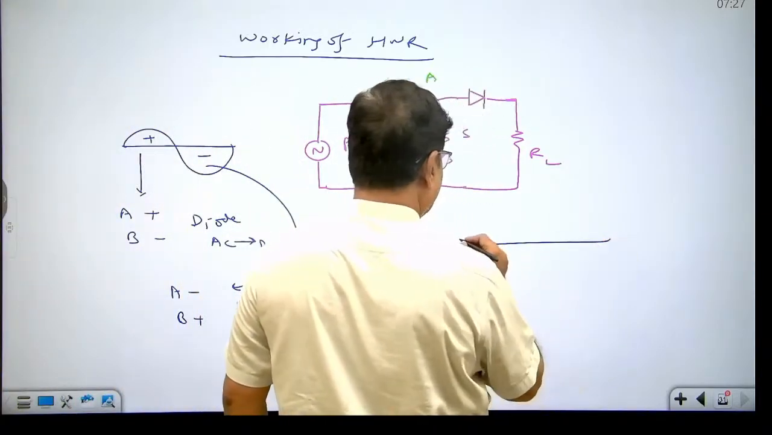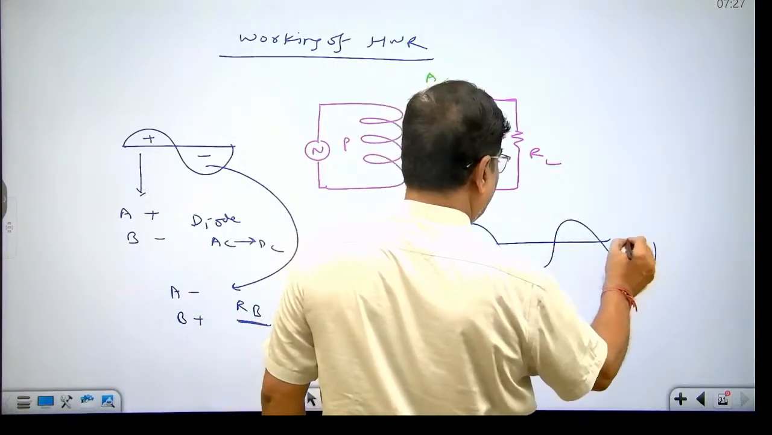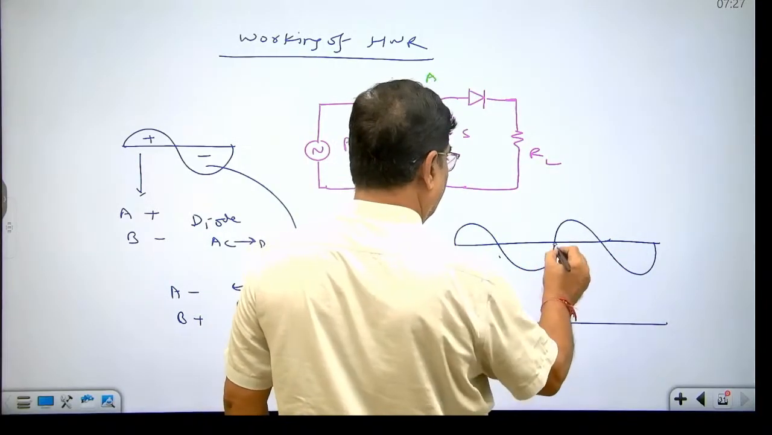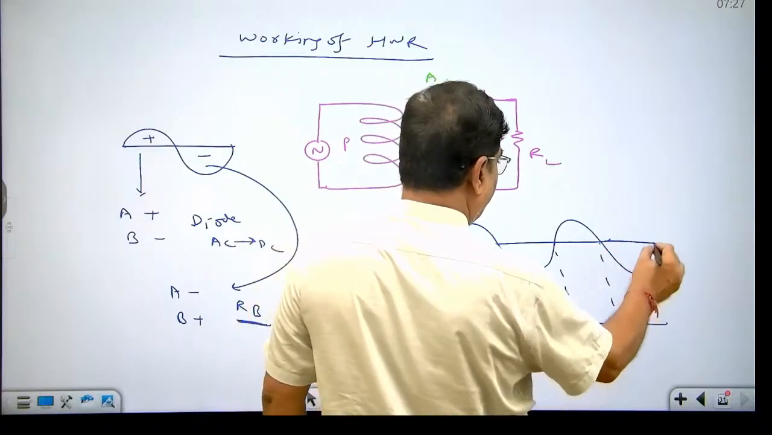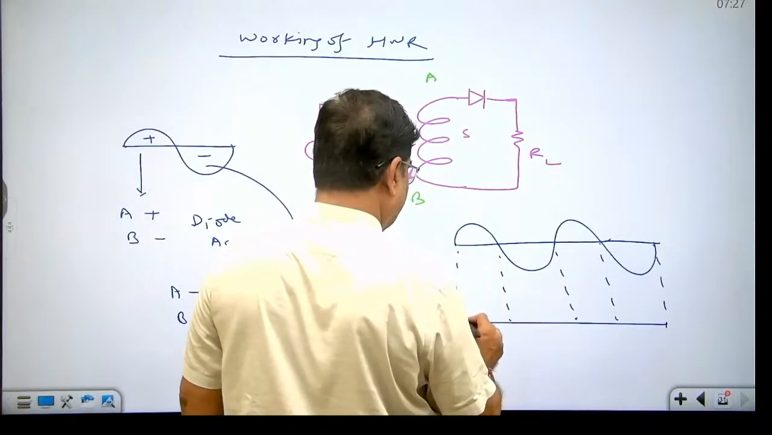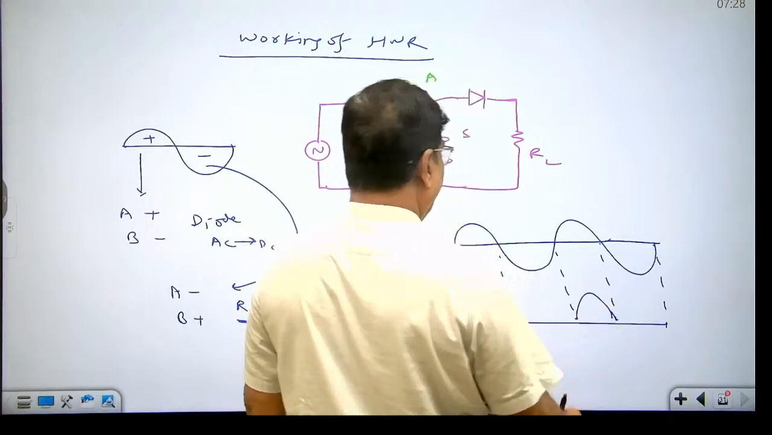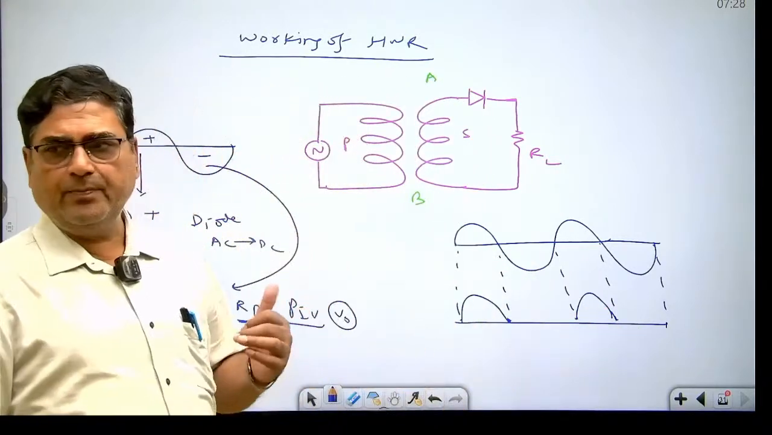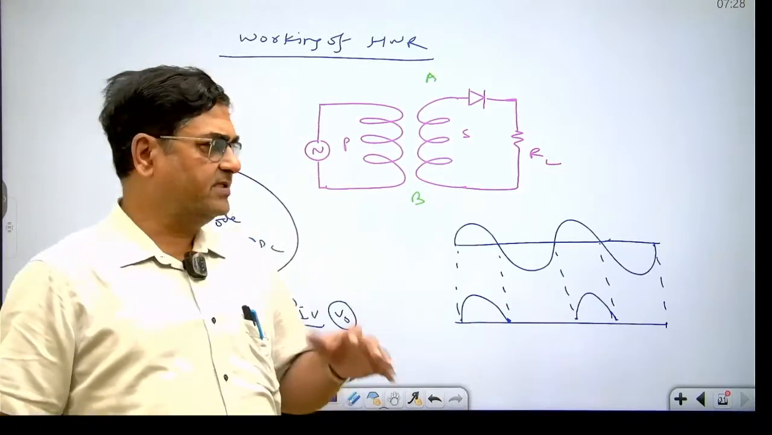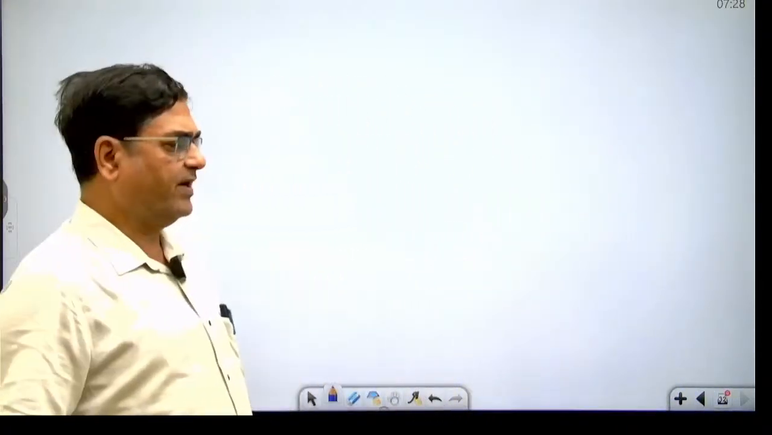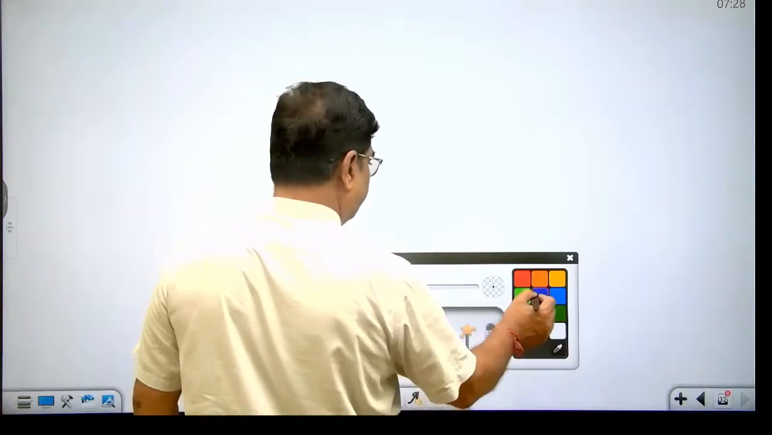So if this is input AC signal, then this is output DC signal, but this is not pure DC, this is pulsating DC. Only one half part of input AC signal is converted to DC signal. Okay. Dear student, now we are working for full wave rectifier.